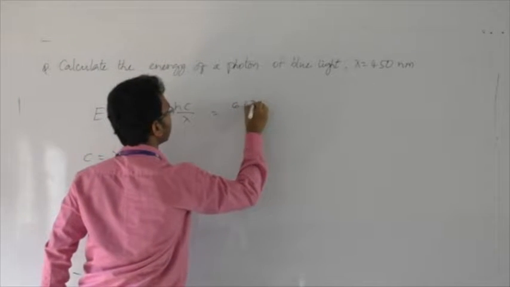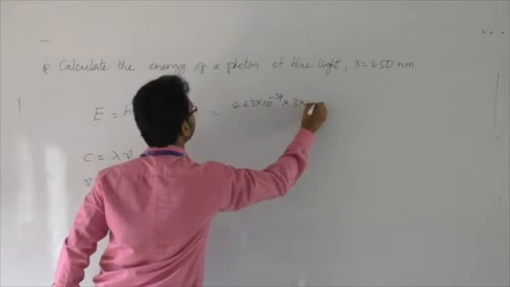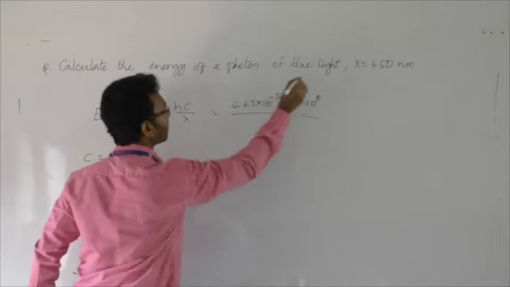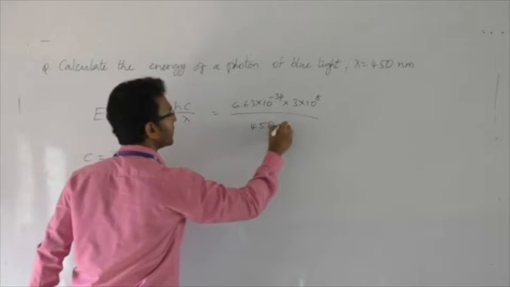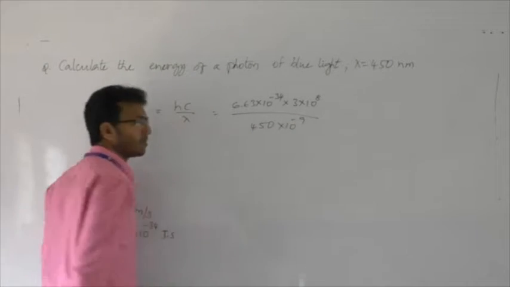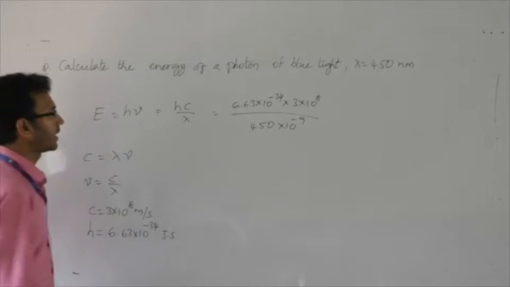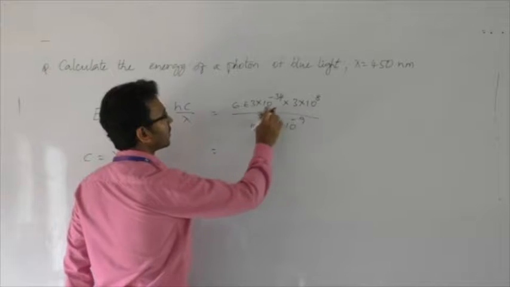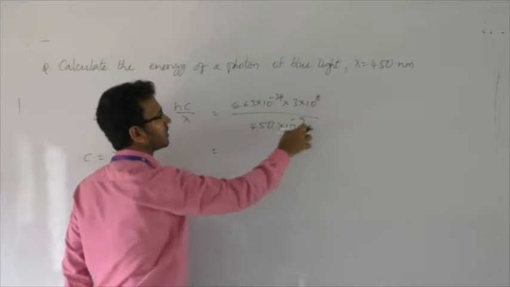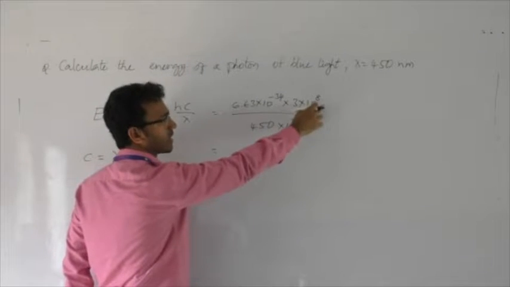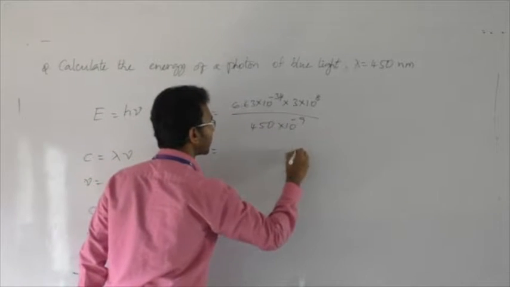6.63 into 10 power minus 34 into 3 into 10 power 8 divided by lambda, which is 450 nanometers. What is 1 nanometer equal to? 10 power minus 9 meters. So simplify this, and we will get the value for energy, as simple as that. First take the powers of 10: 10 power minus 34, 10 power 8, 10 power minus 9. The minus 9 in the denominator becomes plus 9, 9 plus 8 is 17, then 17 minus 34 becomes 10 power minus 17.